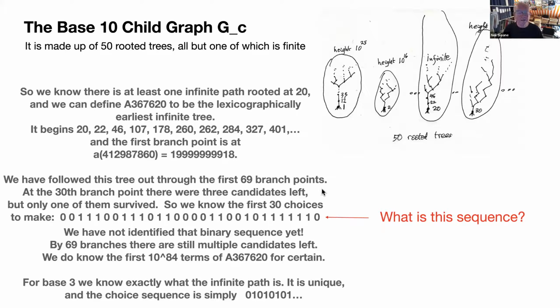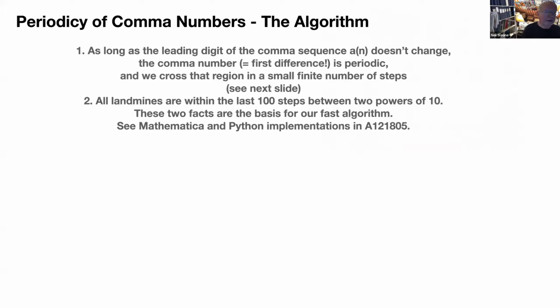When we did this in base 3, there was a pattern. The pattern of choices that worked was 01010101. And we've now been able to prove that that's the right choice. That gives you an infinite path. Here, all we know is the first 30 branch points. You should do this. We've followed them out to 69, and there are half a dozen or so that still survived. So we don't know what will happen to that.